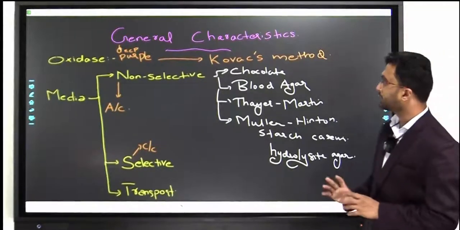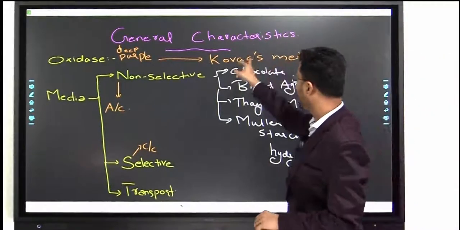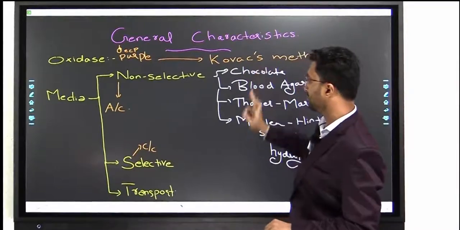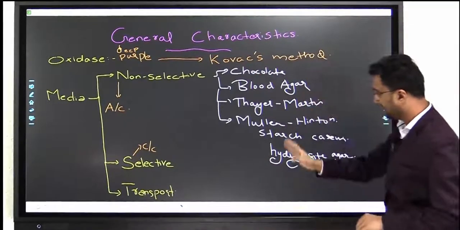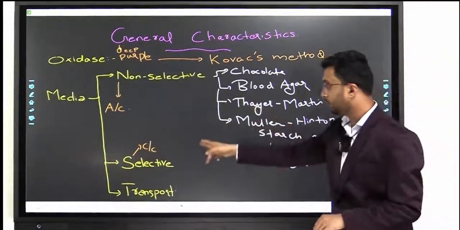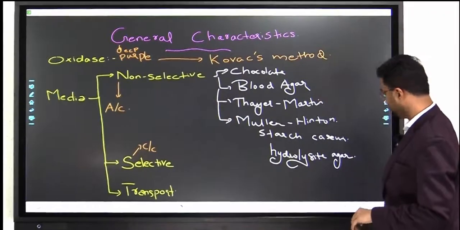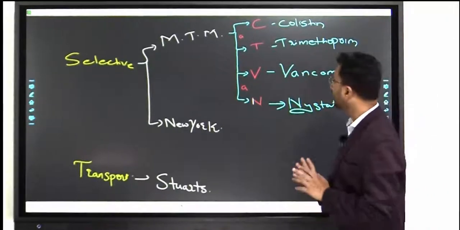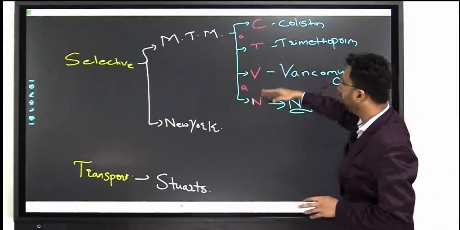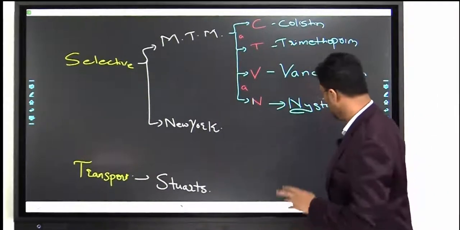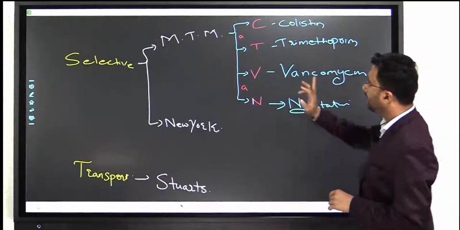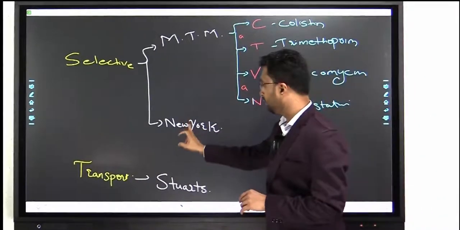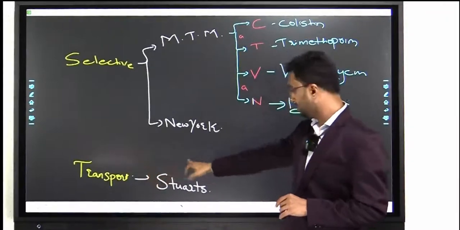Then general characteristics: oxidase, deep purple. Remember this Kovacs method for oxidase. Media: non-selective, selective. Non-selective for acute, selective for chronic infections, and transport media. Then you have selective, which is modified Thayer-Martin media, which is CAT-VAN, and the transport medium is Stuart's. Remember that Thayer-Martin is selective and it is transported in Stuart's.